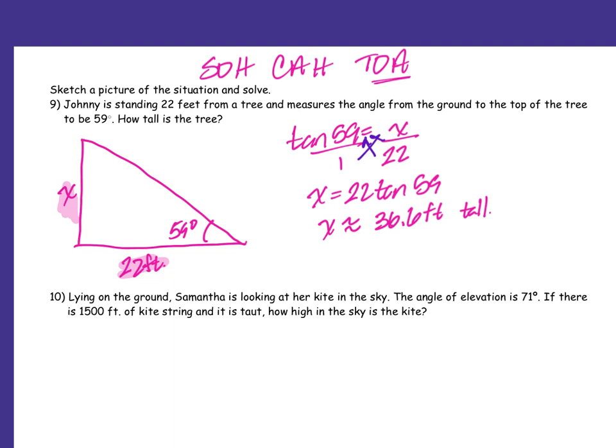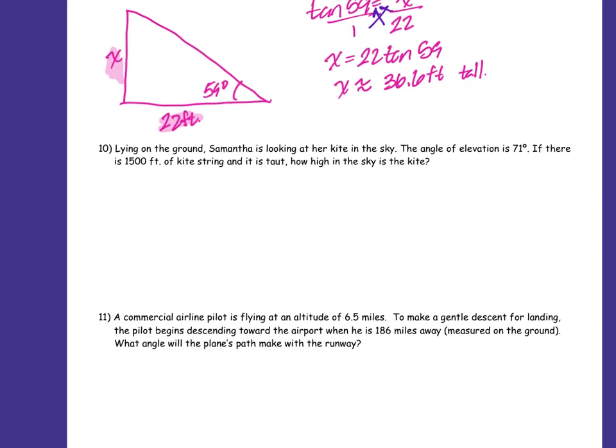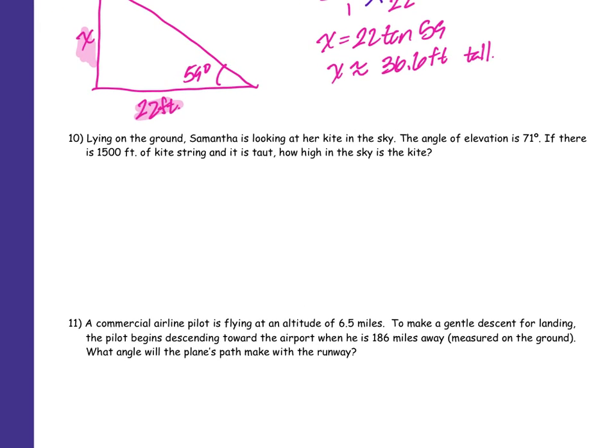All right, so the next question says, lying on the ground, Samantha is looking at her kite in the sky. The angle of elevation is 71 degrees. If there is 1,500 feet of kite string and it is taut, how high in the sky is the kite? So here's Samantha, here's my kite string. We've got 1,500 feet of kite string.